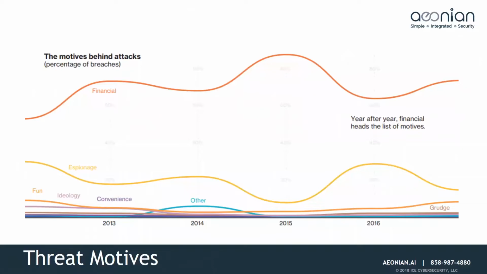Willie Sutton, when asked why he robbed banks in the early 1900s, he said, because that's where the money is. So the money is in your data, and it's not just your financial records or the ability to steal money from your corporate bank accounts or personal bank accounts. It's your personal information that can be sold behind your back without your knowledge. That drives an awful lot of attacks. Also, operational attacks around ransomware, which we're going to talk about a little bit later in the presentation.